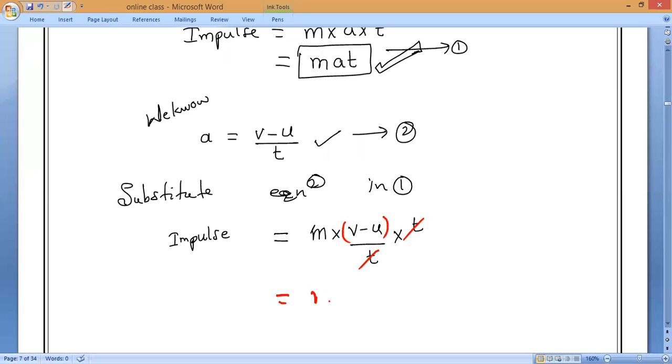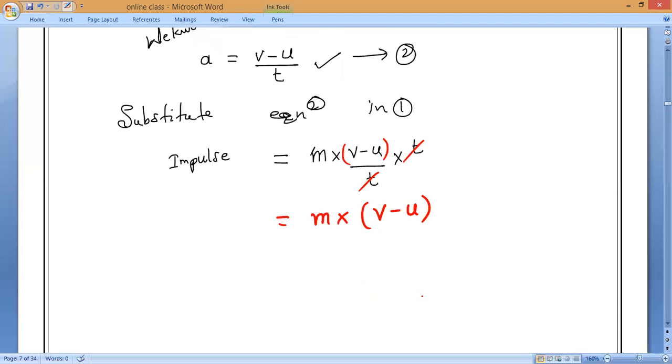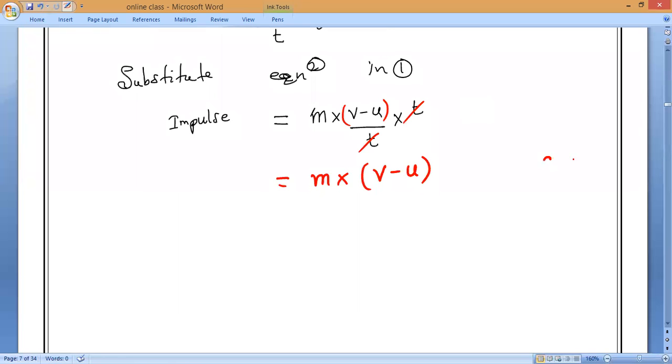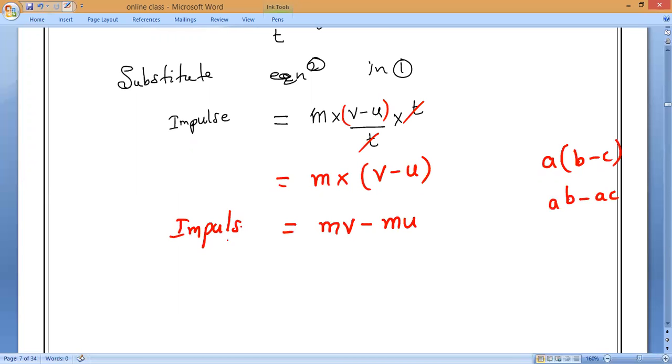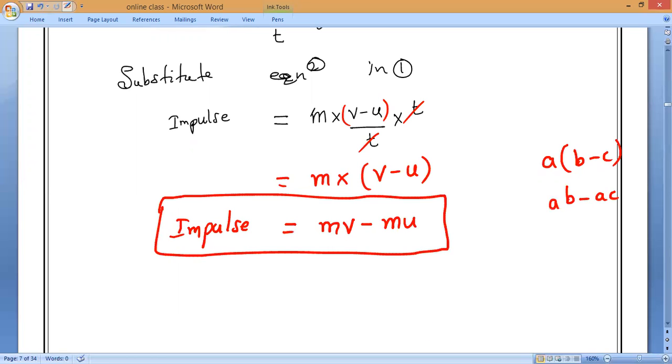Now impulse is equal to mass into final velocity minus initial velocity. So mathematically, a into b minus c gives ab minus ac. So what will come here? Mass into final velocity, mv, minus mass into initial velocity, mu. So this is what we used to call impulse. Finally, impulse can be defined as the change in momentum.